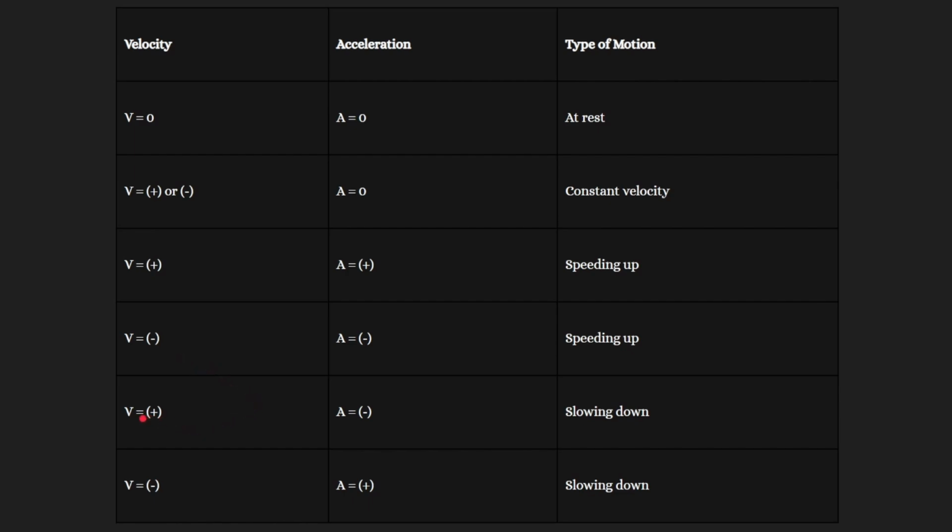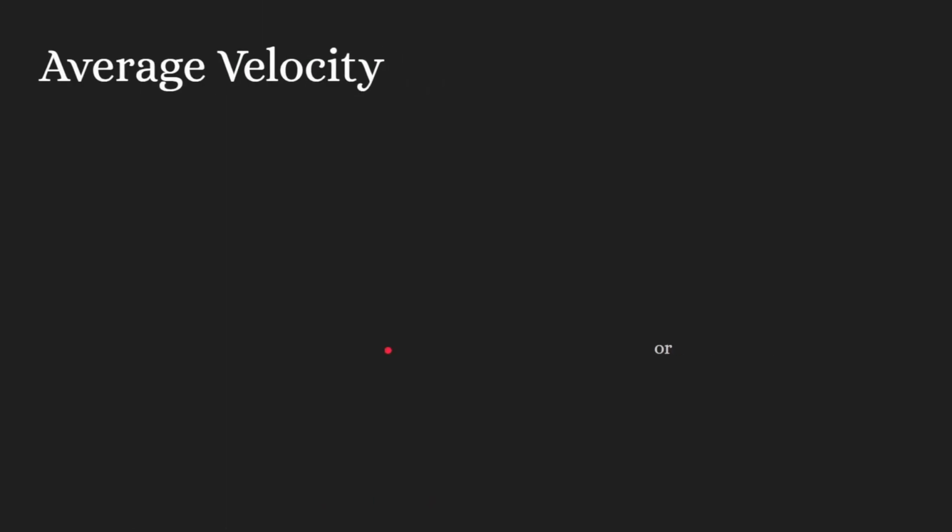Here's the opposite. Velocity is positive, meaning it's moving to the right, but acceleration is decreasing it. Acceleration is making it go to the left, meaning it's slowing down. The same here. To find the average velocity, it's easy. Just take the change in position over change in time.